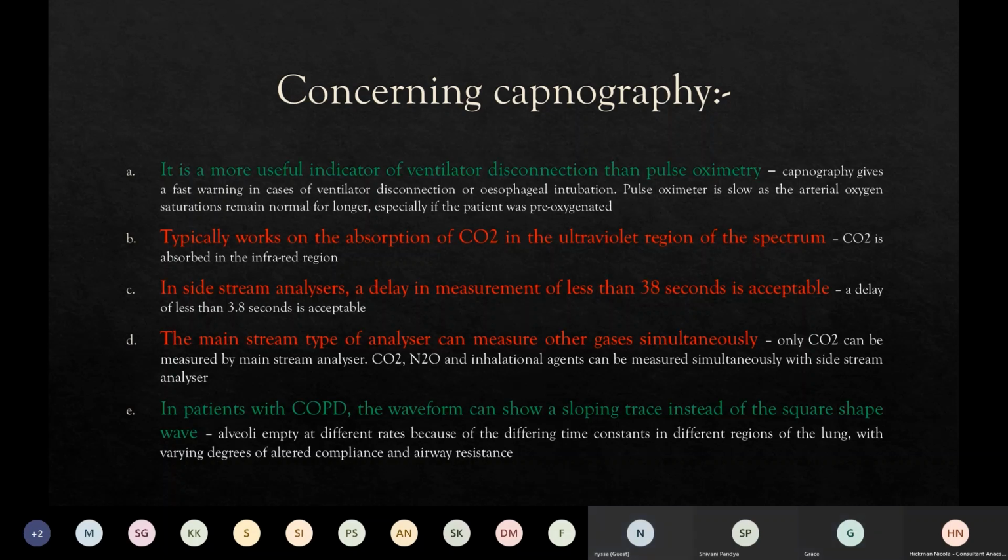So if you use a side stream analyzer, then that can measure multiple different gases in the mixture simultaneously. So it can measure the volatile agents, carbon dioxide and nitrous oxide. And then the last one, I think everybody got that's true. Because in COPD the alveoli are emptying at different rates and the different parts of the lung have different time constants. So you have different degrees of airway compliance and resistance, and that causes a slightly sloping trace instead of the square shape that you'll see in people who are healthy and have normal lungs.